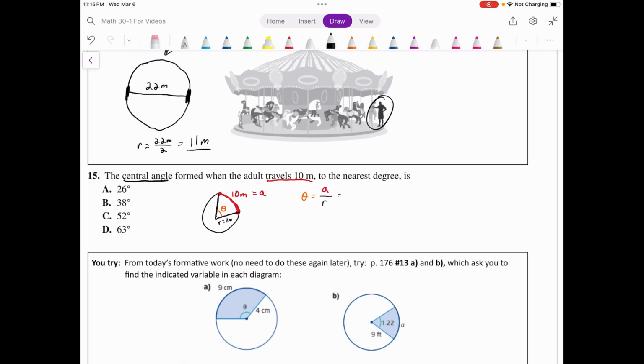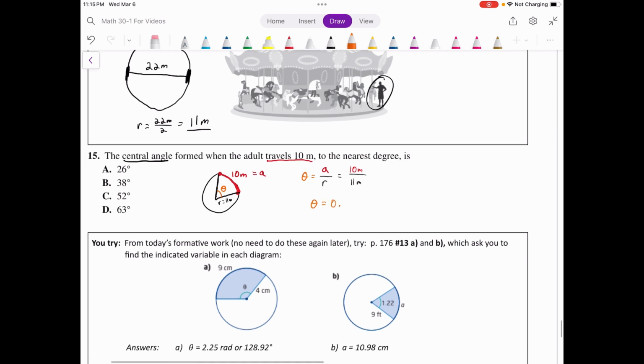Okay, so for us, that means we have to take 10 meters and divide it by 11 meters. And therefore, our angle theta is just 10 divided by 11, or again, not going to over-round here. I know I'm going to have to do more with this number still, so I'm definitely not going to say 0.9. We don't want our answer to be off. Okay, so it's 0.909091 radians.